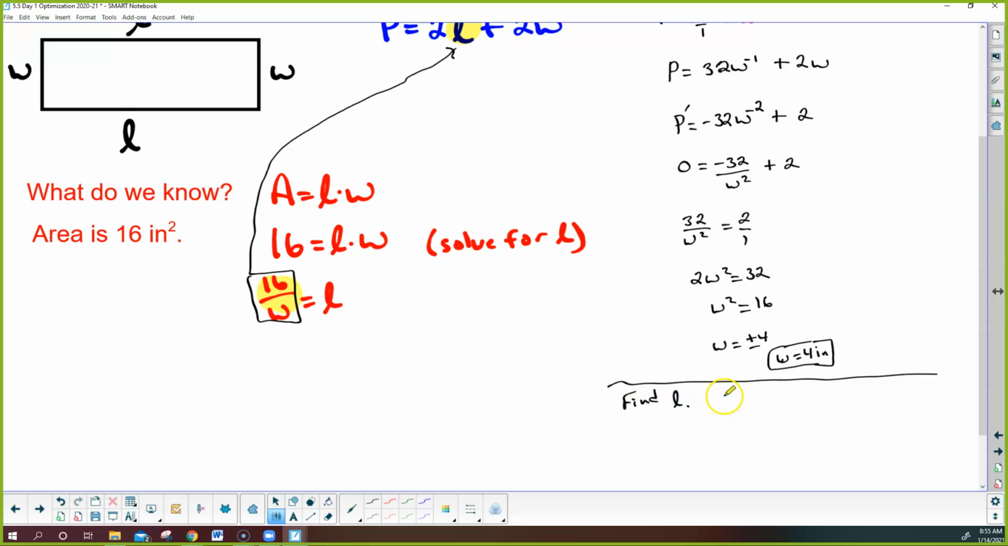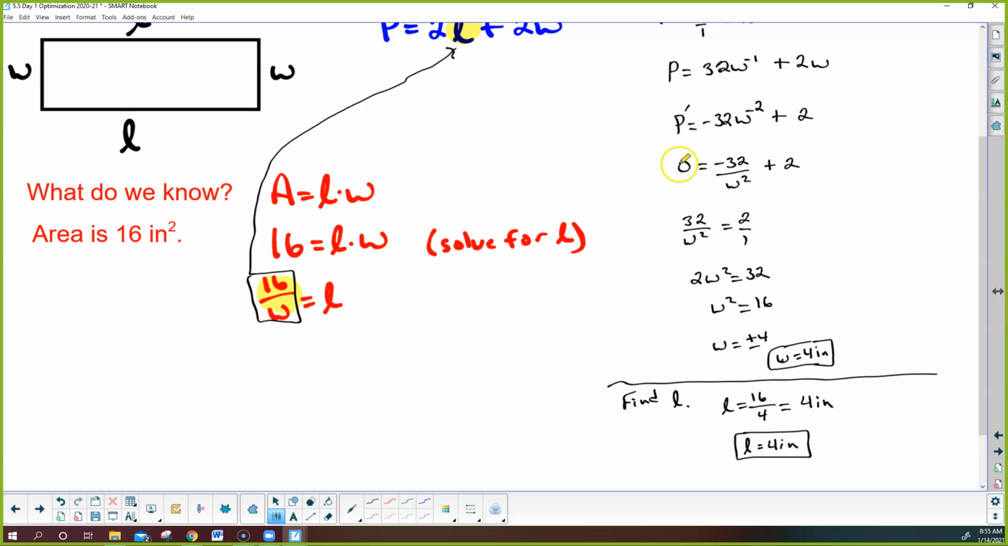We're going to just find L, and if L is 16 divided by W and W is 4, that means that the length is 4. Right? Now, you'll notice one thing here. Why did I not test any endpoints?